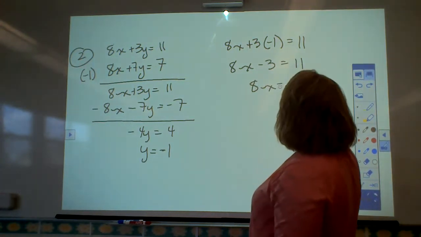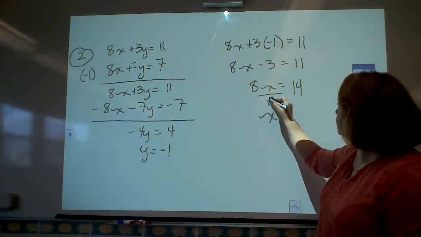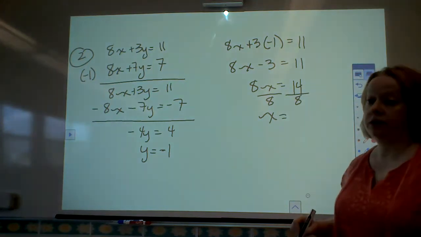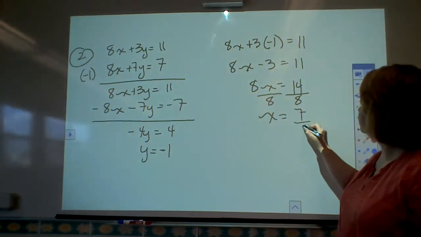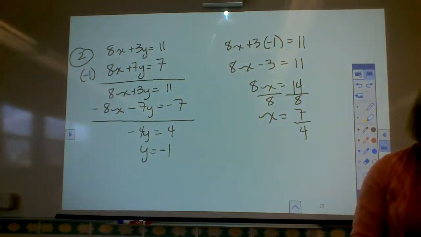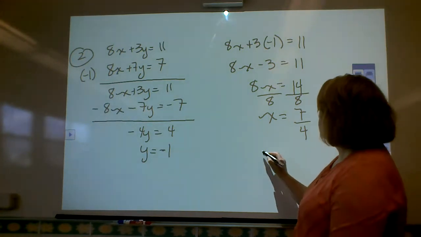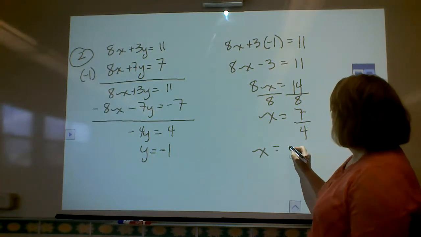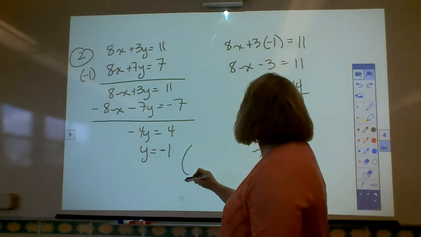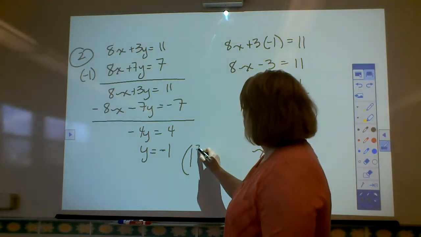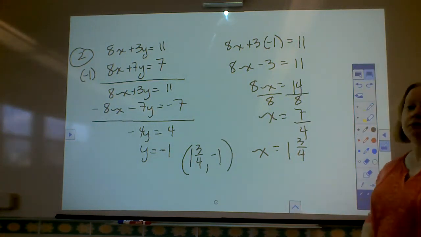8x equals 14. Divide by 8, and we're just going to simplify the fraction. We're going to get 7/4. And you can either leave it like that or write it as a mixed number. So that'll be x equals 1 3/4. So we're going to just write it as 1 3/4 and -1.